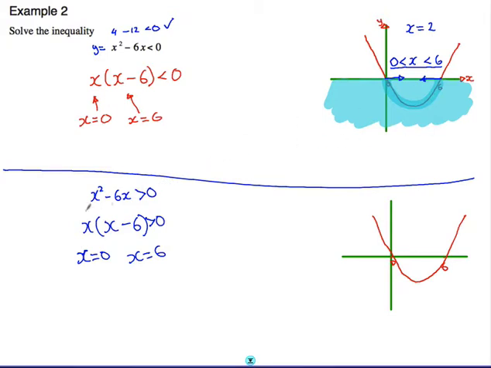Just one more time, remember, y is x squared minus 6x. And when is y bigger than 0? When is y positive? And y being positive is above the x-axis, and this line is above the x-axis, and this line is above the x-axis. So the region that's the blue is the region, the darker blue is our line.